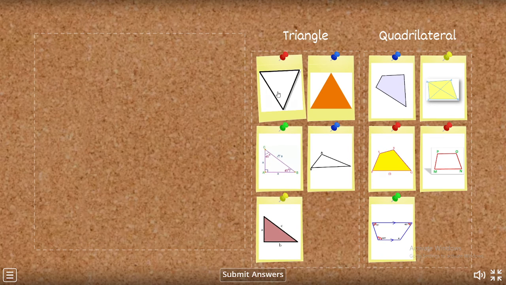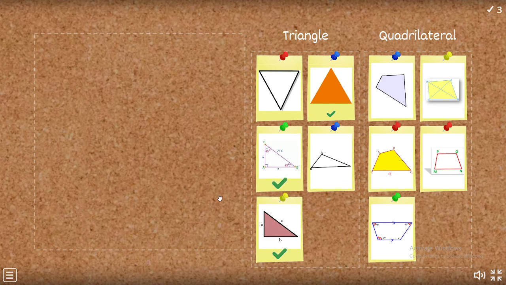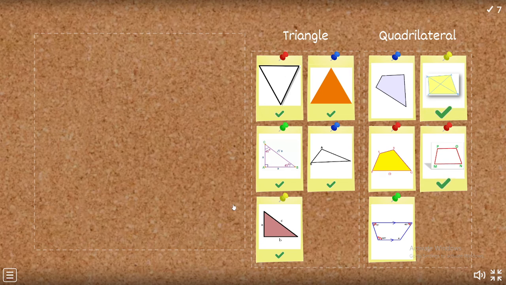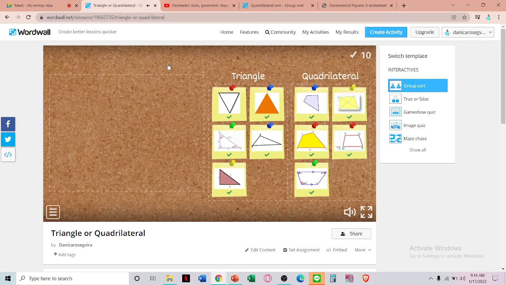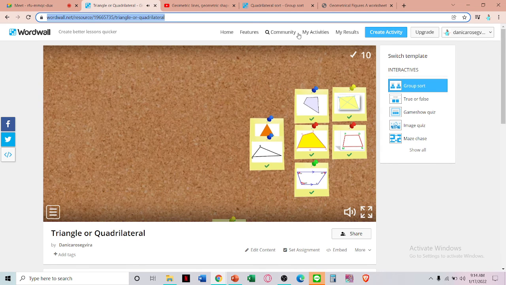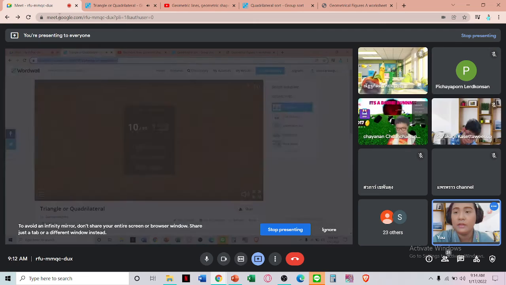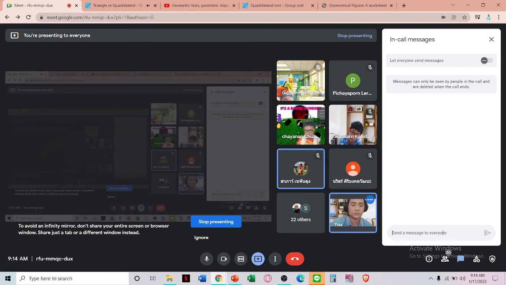You see, they have different shapes, different sizes, different angles. But if you count the sides, you will know if it is a triangle or a quadrilateral. Okay, so let me send this to you, and then we will have our live worksheet.